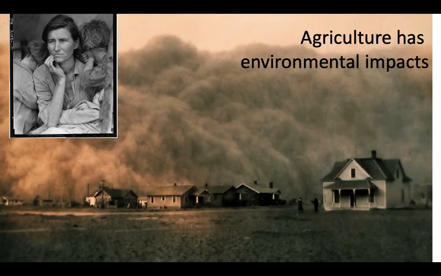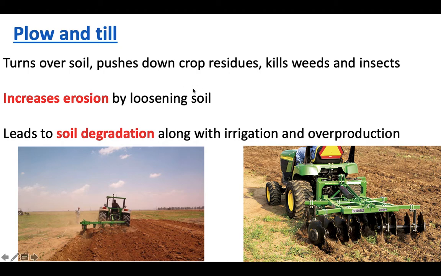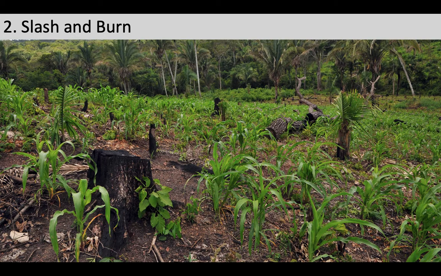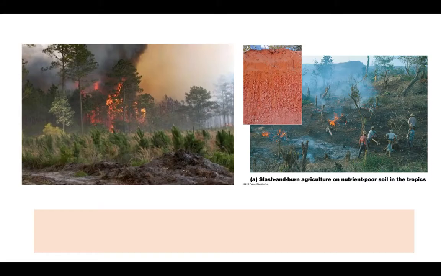And of course, agriculture is going to have environmental impacts like the Dust Bowl that we talked about, especially when we look at mechanization and monocropping on large scales. Plowing and tilling the soil turns over the soil, and it kills a lot of the biota in the soil, the weeds, the insects. It compacts the soil, which is going to reduce the porosity and permeability. It's going to crush microbes that help cycle nutrients. It will loosen the soil and increase erosion from wind and rain, and ultimately will lead to soil degradation. Additionally, practices like slash and burn can be hugely detrimental for the ecosystem.